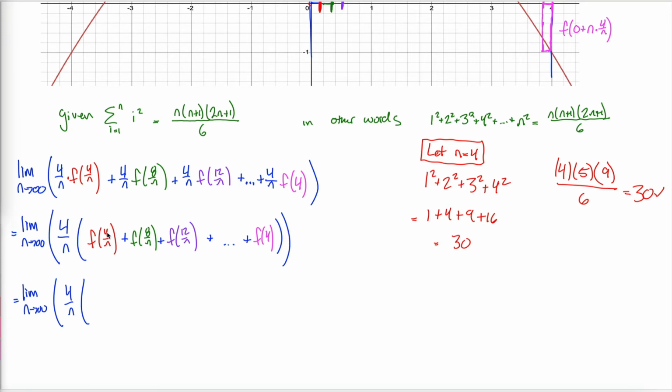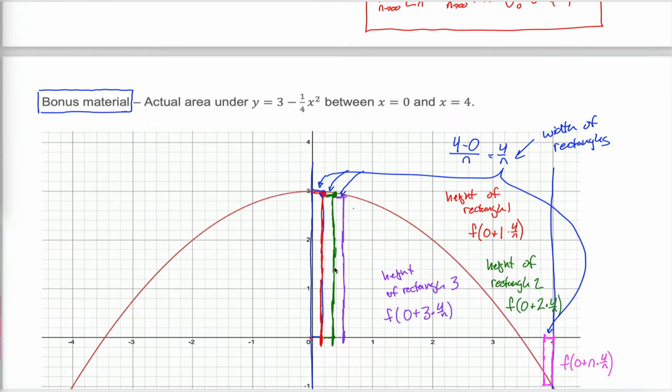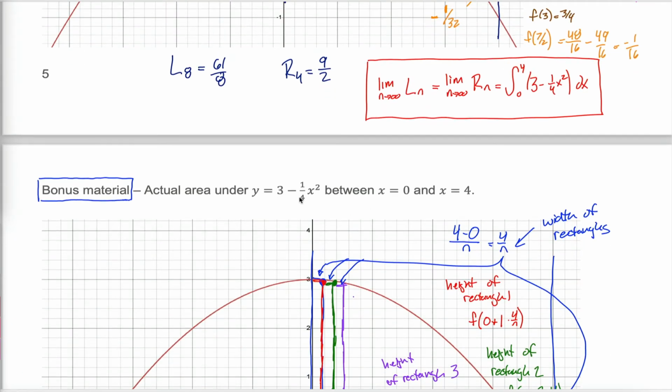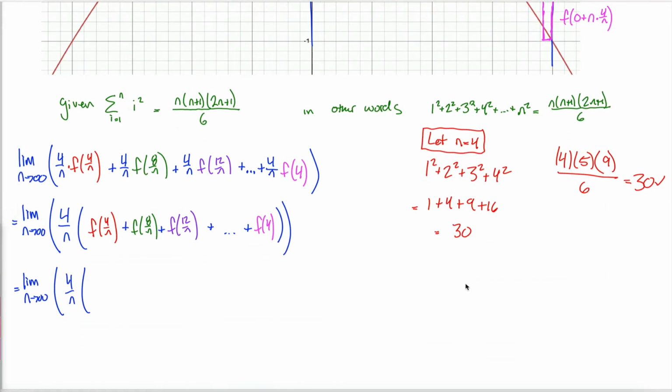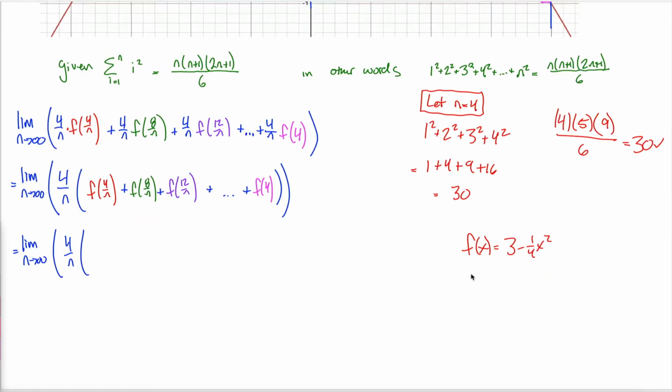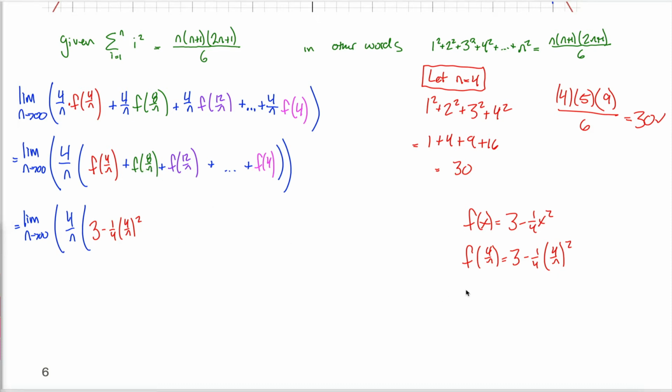This f of 4 over n, we don't have to leave this in function notation because we know the equation of this function is 3 minus 1/4 x squared. So because f of x equals 3 minus 1/4 x squared, f of 4 over n would be 3 minus 1/4 times 4 over n squared. Similarly, f of 8 over n would just be 3 minus 1/4 times 8 over n squared. And by that same logic, I could change f of 12 over n into 3 minus 1/4 times 12 over n squared.